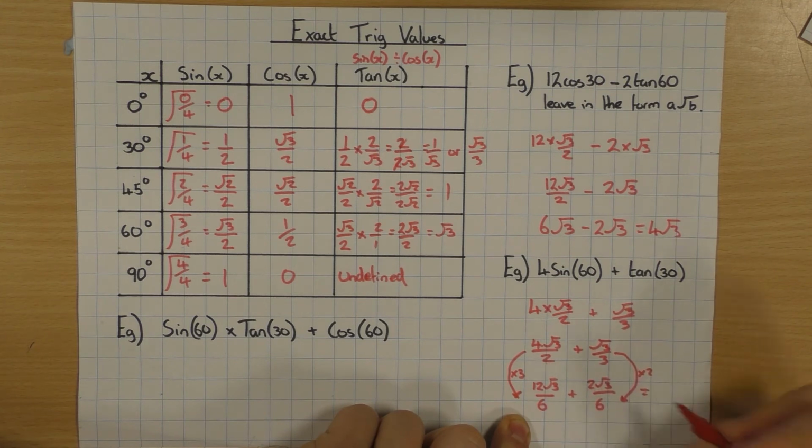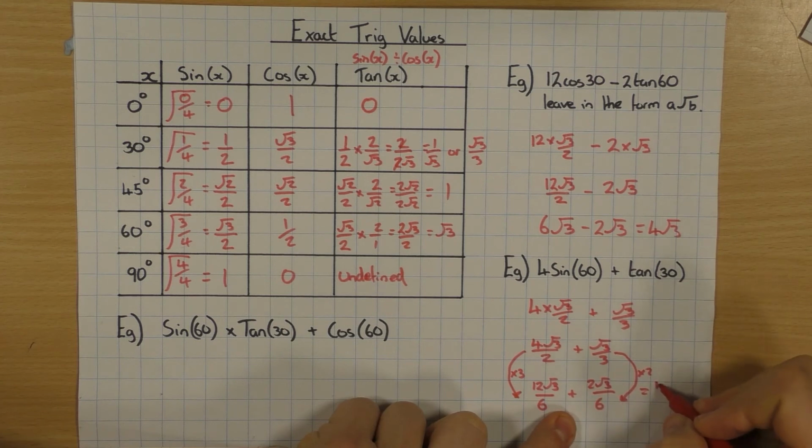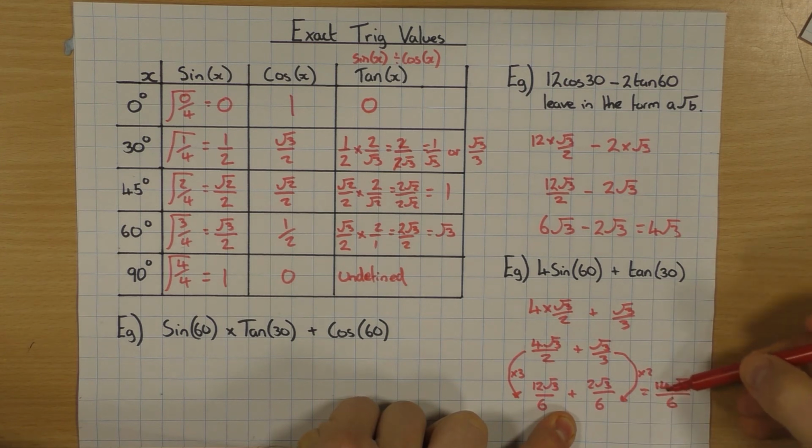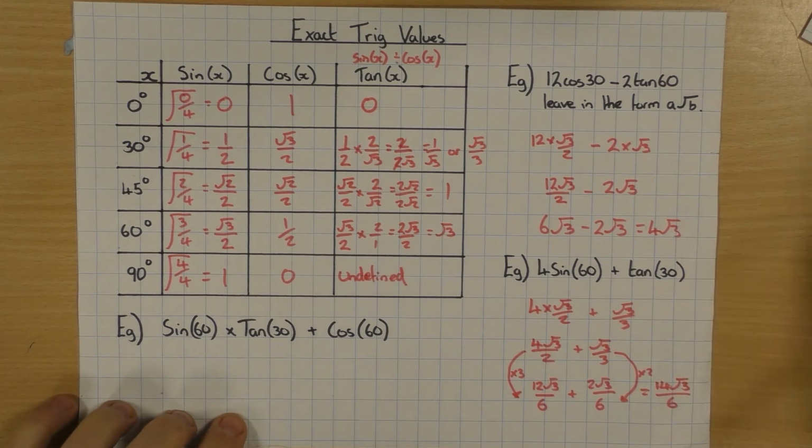Now my denominators are the same, I can just add the numerators, so 12 root 3 plus 2 root 3. Again, because they're both root 3, I can just add them to get 14 root 3 over 6. Now, you could have simplified that, obviously, but 14 divided by 6 isn't very nice, so I'm just going to leave it like that.